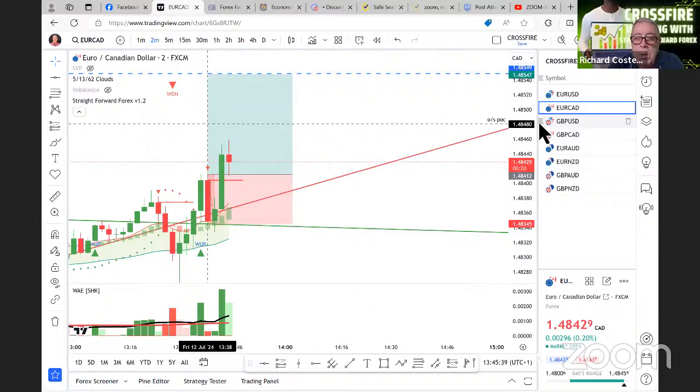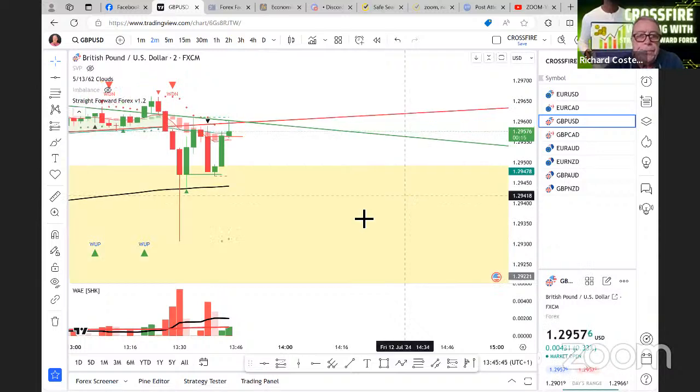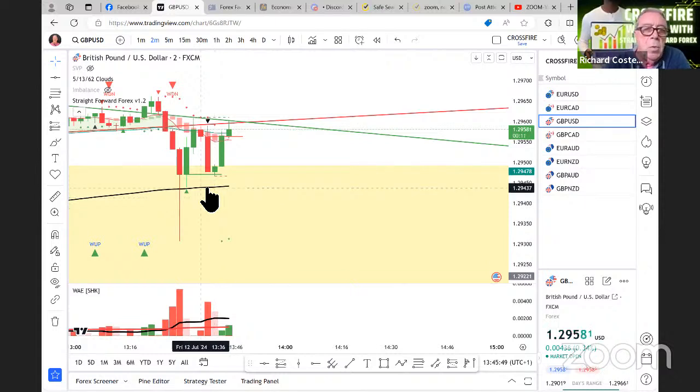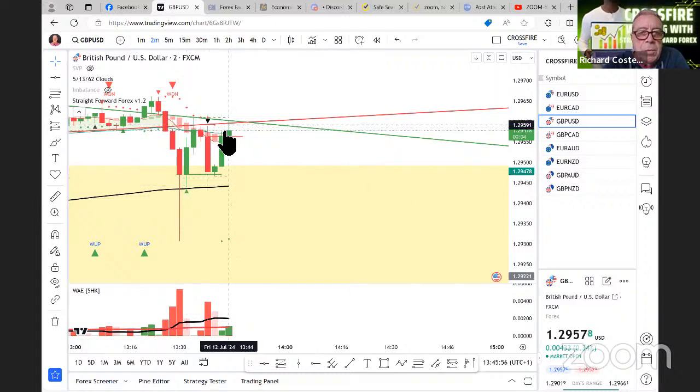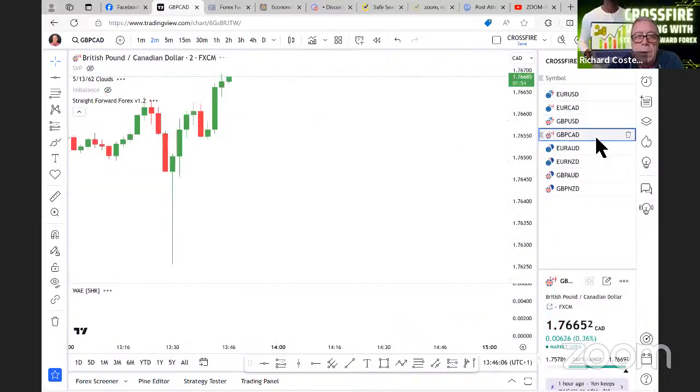GBP USD. Similar situation to Euro USD. We've got price bouncing between the 200 and the red trend line, just going up and down. Can't quite make its mind up. The water atta would keep me out. And GBP card.